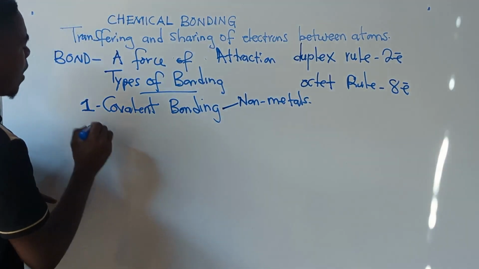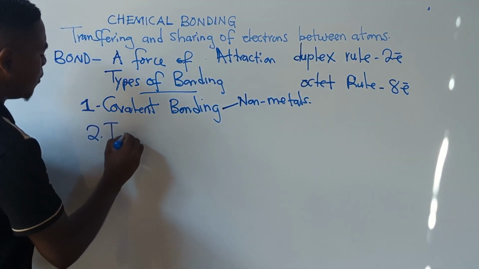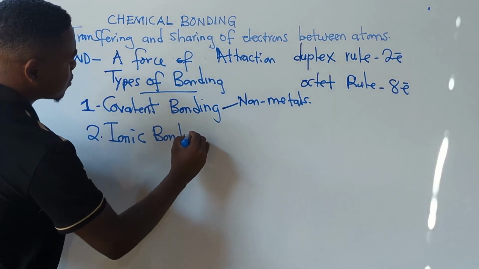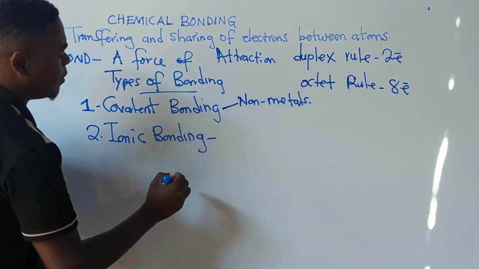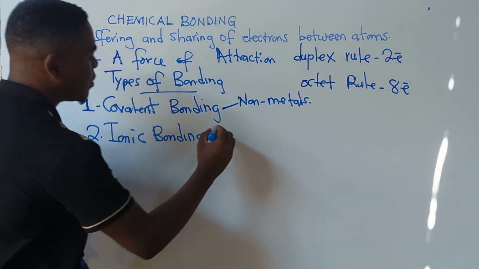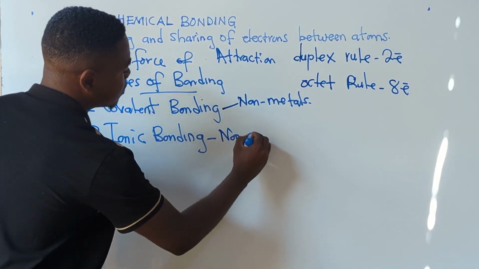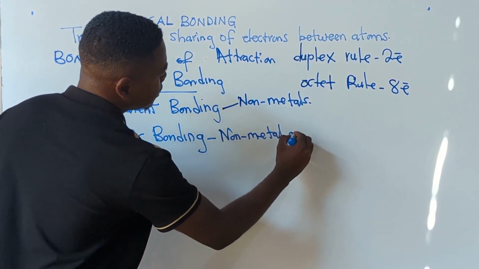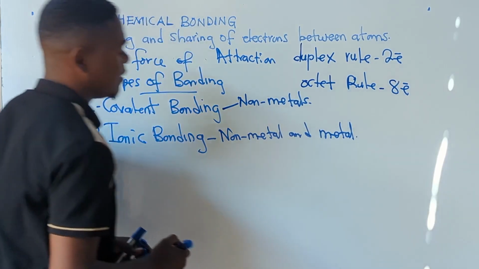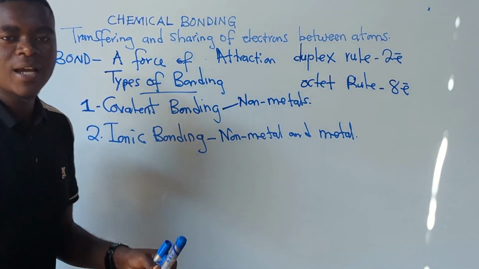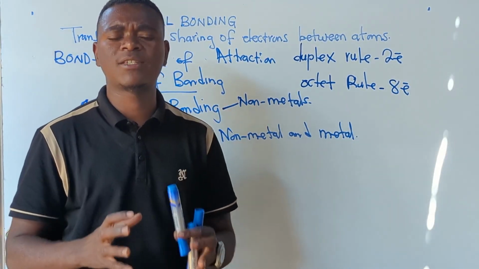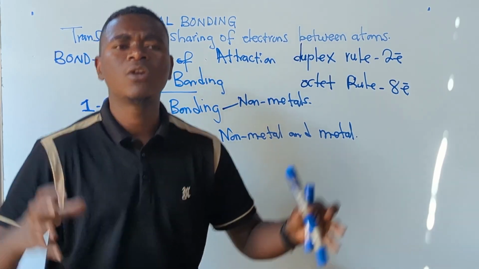We also have what we get to call ionic bonding. Whenever we are talking about ionic bonding, this is a type of bonding that gets to exist between a non-metal and a metal. So if a metal reacts with a non-metal, a compound that is formed is called an ionic compound.